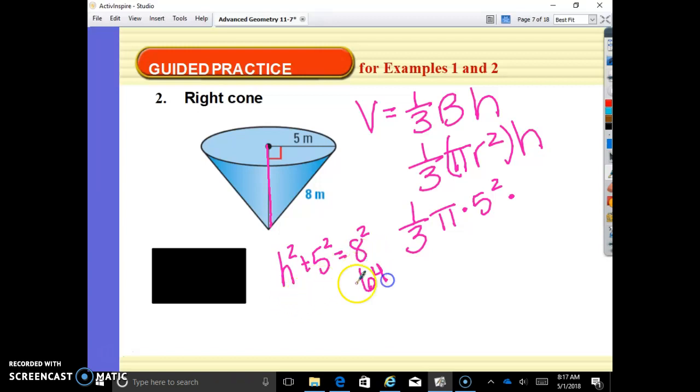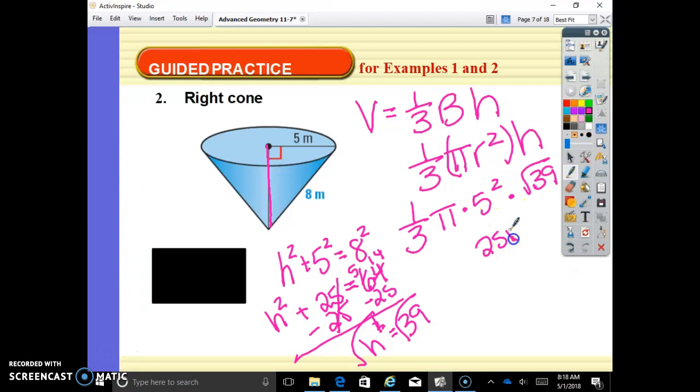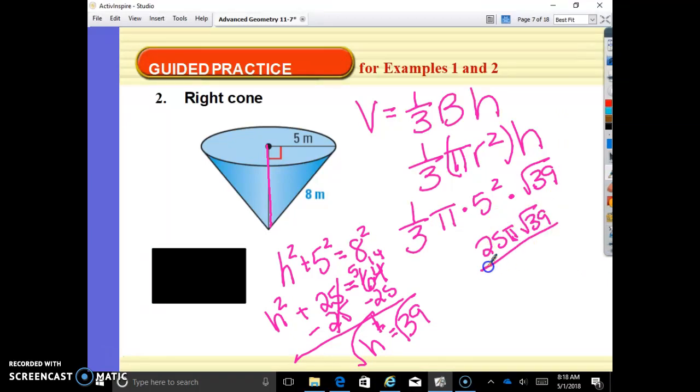8 squared is 64 equals 25 plus that height squared, minus 25 on both sides. H squared equals 39. Square root. So h is the square root of 39. All right, so we would have 25 over 3. Oh, hold on. 25 pi root 39 over 3.